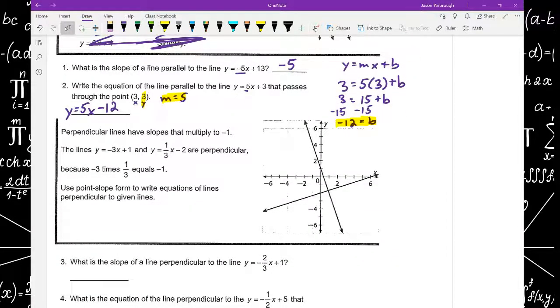Alright, so the next part has perpendicular lines have slopes that multiply to equal negative 1. So this is kind of complex. It can be confusing on exactly what that means, but the easiest way to look at this, instead of saying they multiply to equal negative 1, is to say that they are opposite reciprocals. Right? What an opposite reciprocal means is that you change the sign and you flip the fraction.